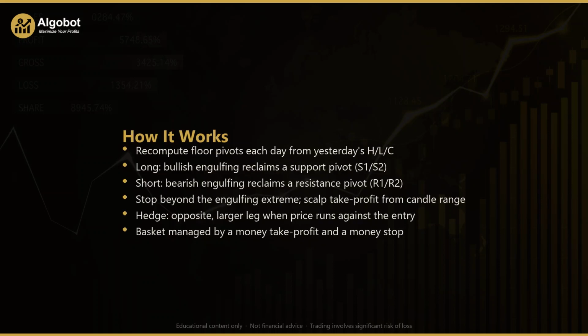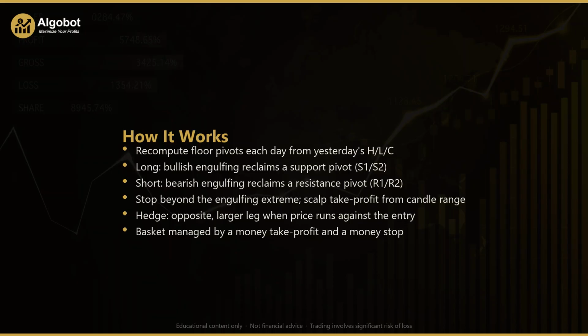Let's walk through the mechanics step by step. The foundation is the pivot calculation. Once per calendar day, when the strategy detects that the date has rolled over, it takes the previous day's high, low, and close and computes the classic floor pivots. The central pivot point is the average of those three prices. Resistance 1 is twice the pivot minus the low, and support 1 is twice the pivot minus the high. Resistance 2 and support 2 extend a full day's range above and below the pivot. These 5 levels become the session's map.